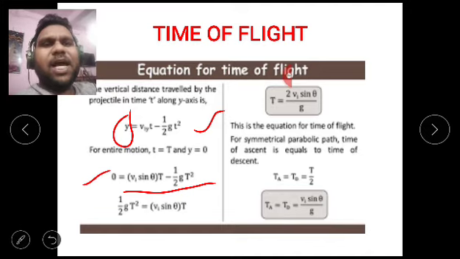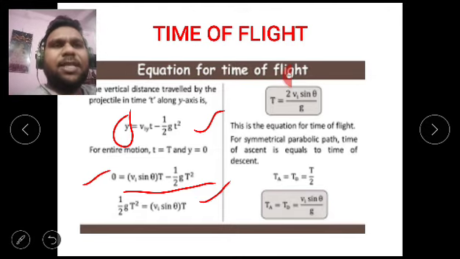So you will get half g t square is equal to v0 sin theta t. Rearranging the terms and solving, we get t is equal to 2 v0 sin theta by g, where v0 is the velocity of the projectile and theta is the angle it makes with the horizontal. Okay, and we know that t is equal to 2 v0 sin theta upon g. It consists of two times: one is the time of ascent and the other is the time of descent.